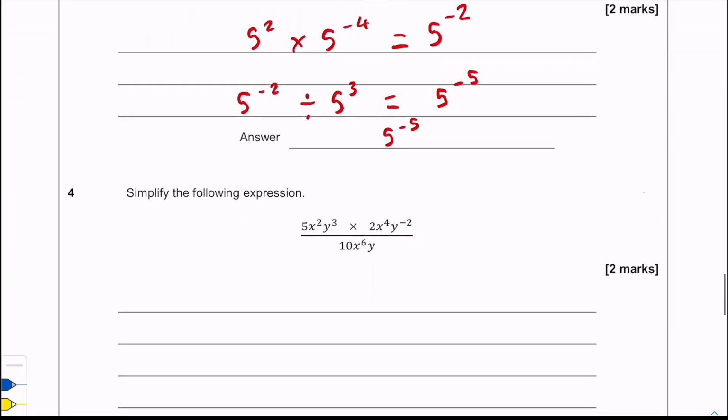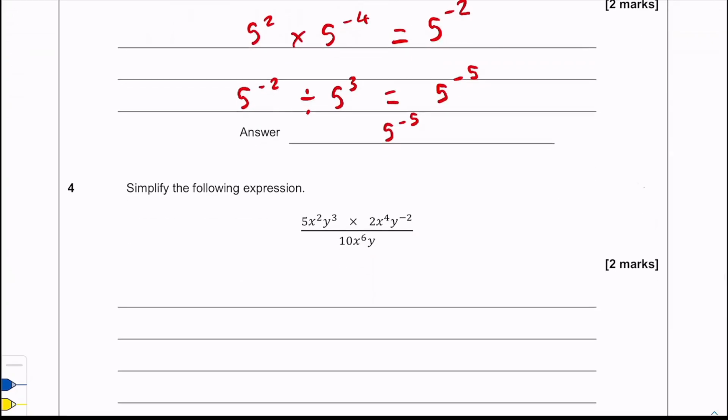Okay, let's move on to part 4. For part 4, we again need to simplify the following expression. Our numerator is a bit of a mess, and our denominator is not as bad. For our numerator, the first thing is to do the integers. So 5 multiplied by 2 gets us 10, so we have 10. We've then got x squared and x to the power 4, so this is x to the power 6 overall. We've then got y cubed and y to the negative 2, so overall this is just y.